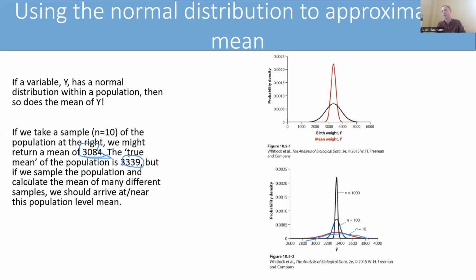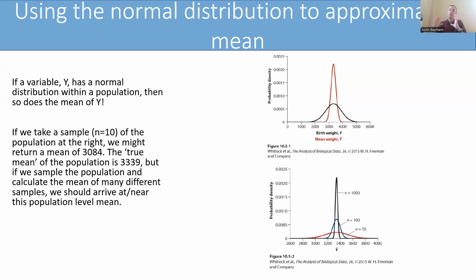But if we sample the population and calculate the mean of many different samples, we should arrive at this population level mean, right? So if we take a sample of 10, we get this mean and it's a little bit off. If we take this sample of 100, we get a different mean and it's a little bit more precise. And if we take a sample of 1,000, we get this other mean and it's considerably more precise. And our standard deviation will drop over and over again so that we have more precision when we have larger samples, right? And if we were to take a whole bunch of samples of 10, the same thing would happen, where we would see our mean become more true to the population level mean that we usually don't know.